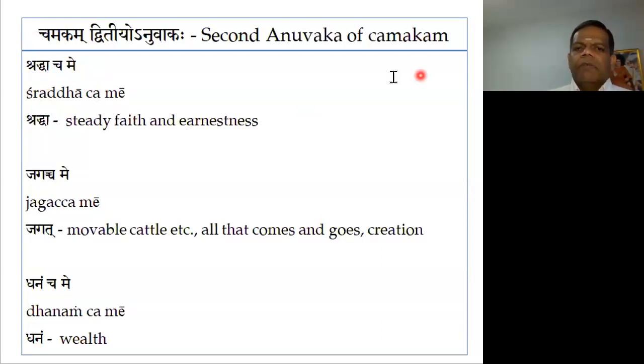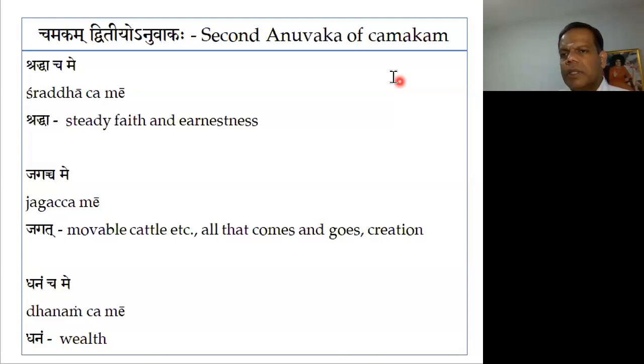I think everyone is very familiar with the word Shraddha. Generally it is sometimes translated as faith, but it's much more than that. Shraddha means steady faith, that which is unwavering, and there's an earnestness to achieve something. All these qualities form what is called Shraddha: unwavering, earnest faith, and effort also to achieve something.